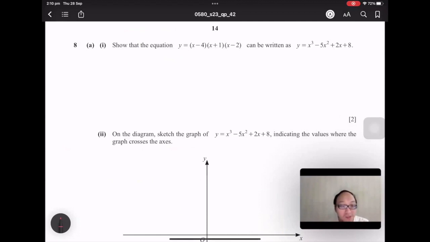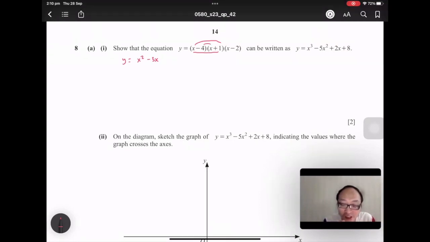It shows that the equation y can be written as, okay, we have to expand this. So we expand the first two. So it's x squared plus 1 minus 4 minus 3x, and then minus 4, and then x minus 2. So it's x cubed minus 2x squared minus 3x squared plus 6x minus 4x plus 8. So x cubed minus 5x squared plus 2x plus 8. Shown here.